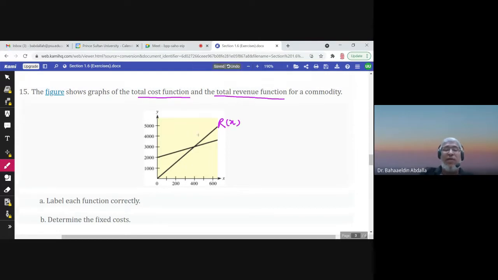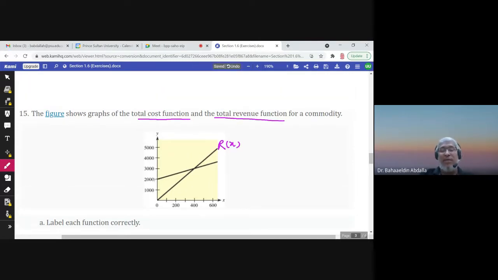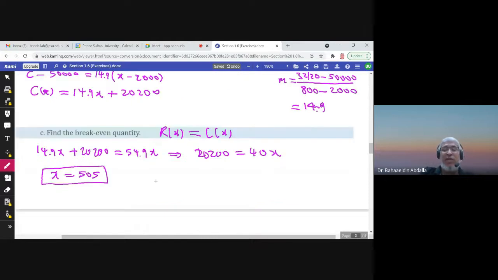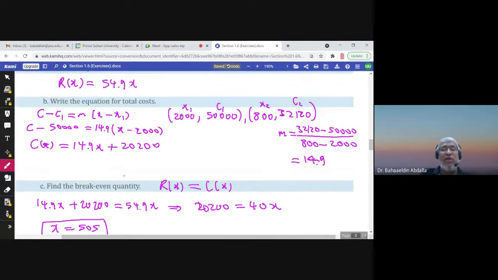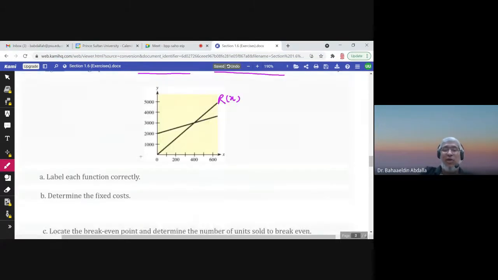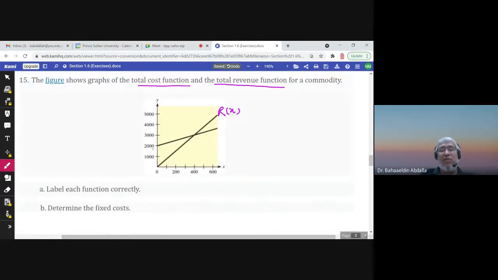While the cost has a y-intercept, and actually the y-intercept of the cost, if you remember this one, is the fixed costs. So the cost always starts not from zero, because there is a fixed cost. So this is the cost function.